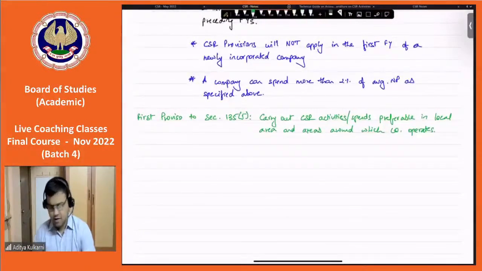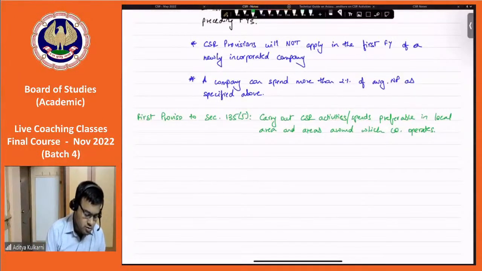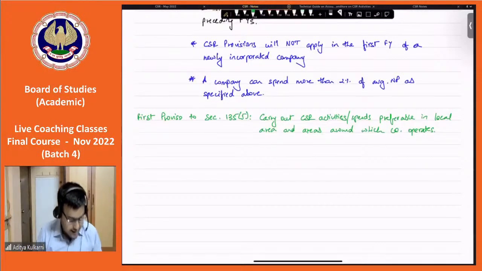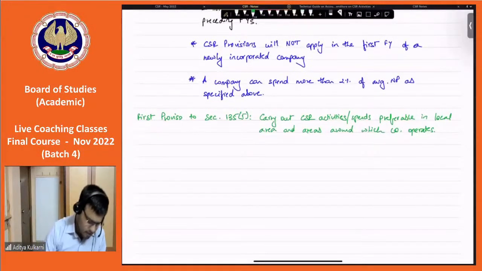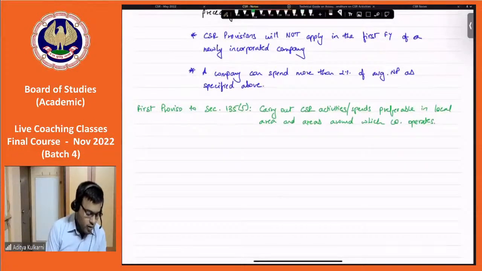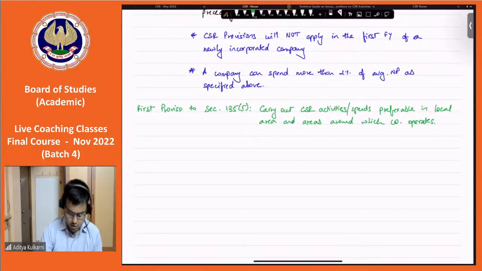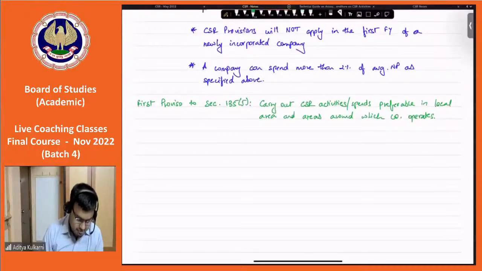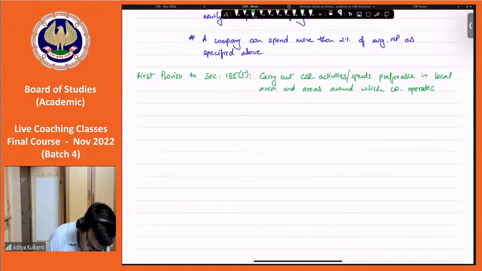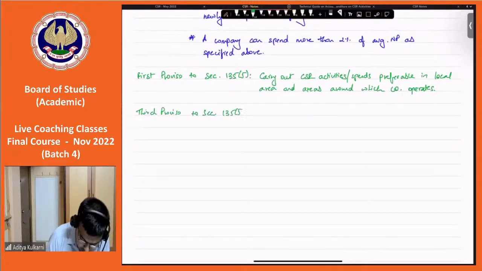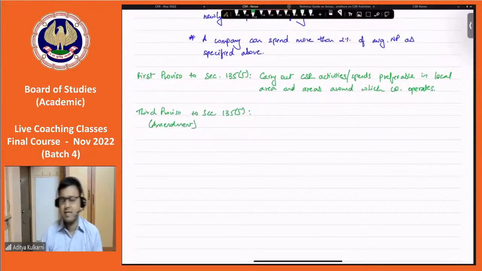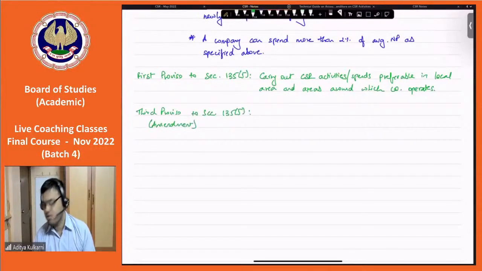Okay, fair enough. And then we move on to the next part. That is second and third proviso to 135.5. Second and third proviso. So what I will do is, I will explain first the third proviso. Third proviso to section 135.5. This is an amendment. It came quite a recent time ago. Okay, it was there in the previous attempt also.